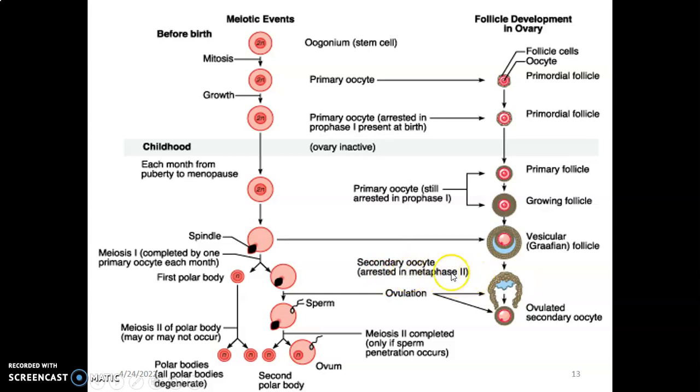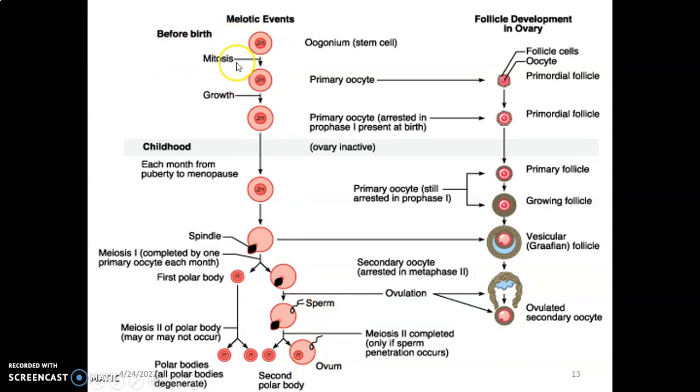So when do we complete this second meiosis, or meiosis 2? Meiosis 2 will be completed when this oocyte is fertilized by a sperm. So fertilization causes the completion of meiosis 2. Remember, after you form the secondary oocyte, meiosis 2 begins, but it is arrested at metaphase 2. So after fertilization, you complete the process of meiosis 2.